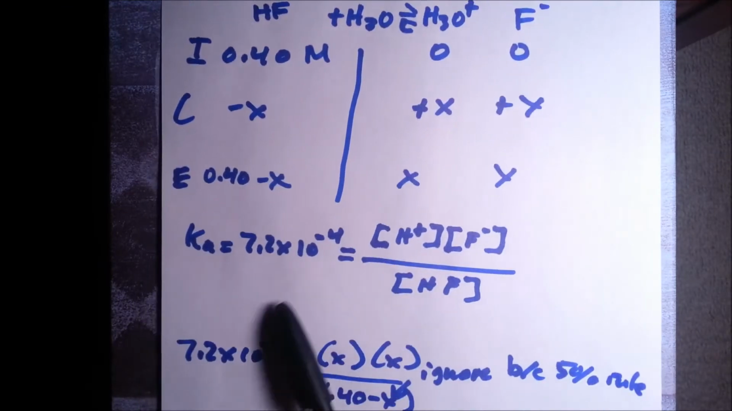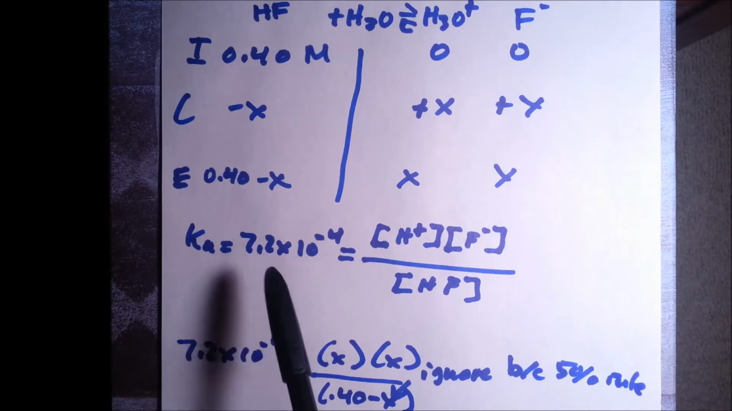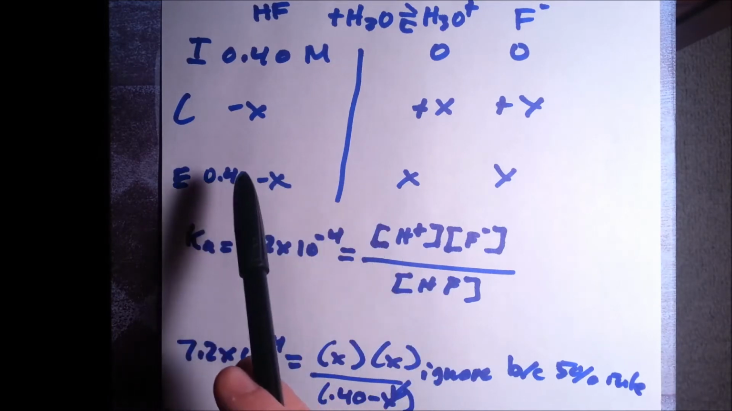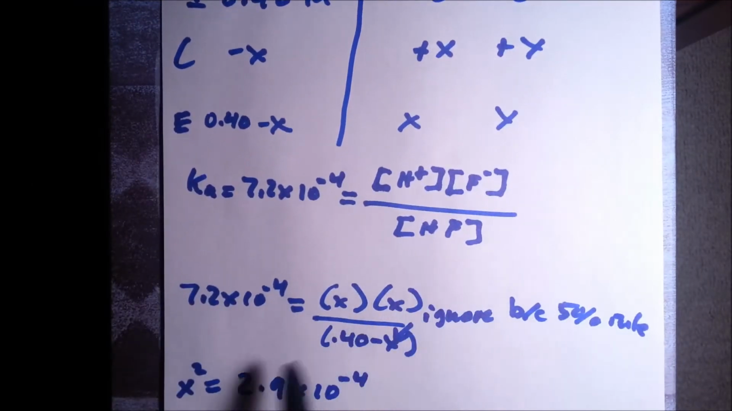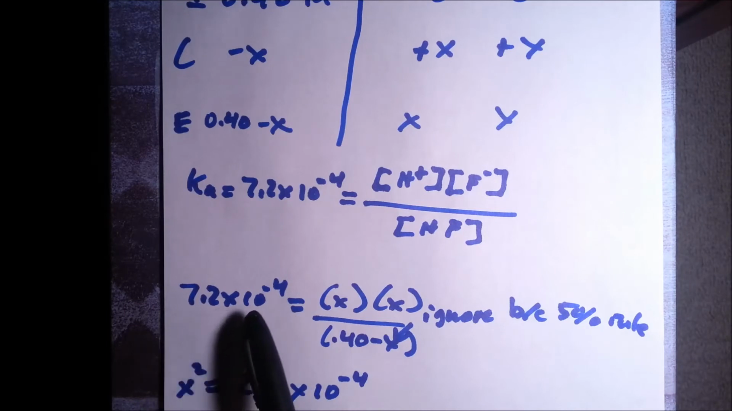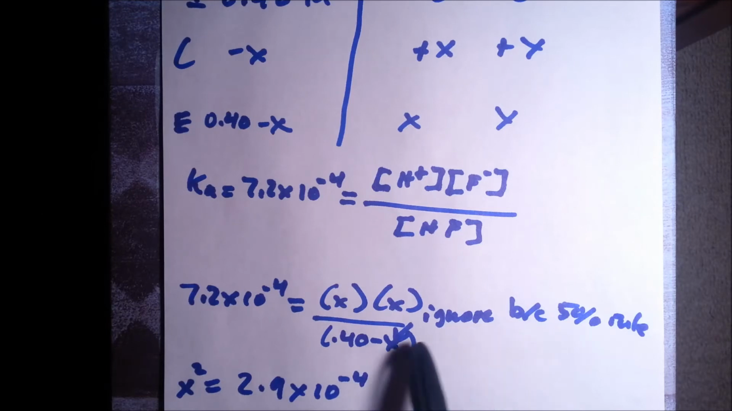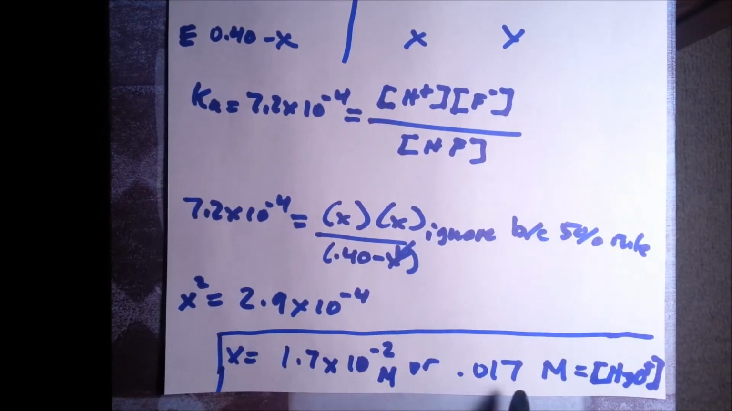So you take the Ka equation, plug in the 7.2 times 10 to the negative fourth, which was given to you in the initial equation, and then you plug in the ICE values into the Ka equation. So you have 7.2 times 10 to the negative fourth equals x squared over 0.4. Again, ignore this x because of the 5% rule. Solve for x, and with that you are given the molar concentration of H3O plus in this solution.